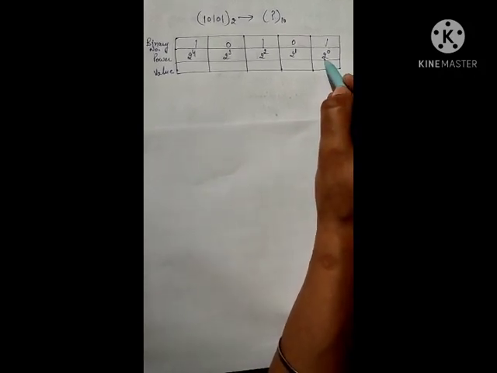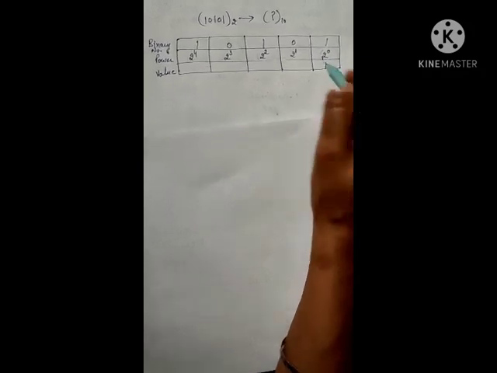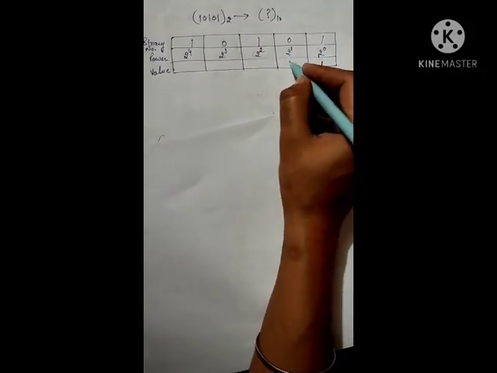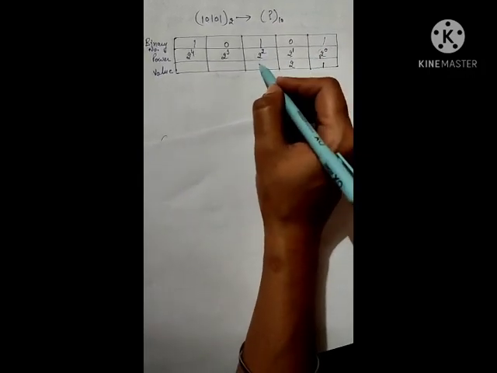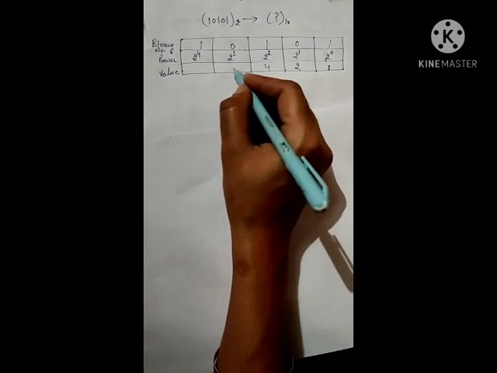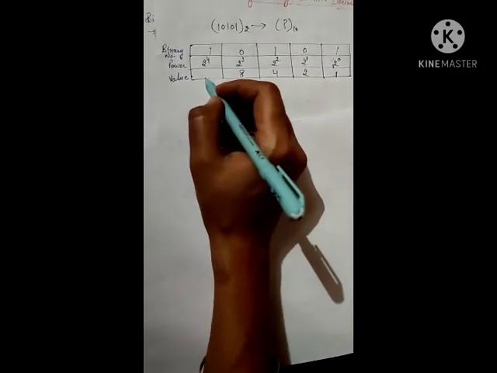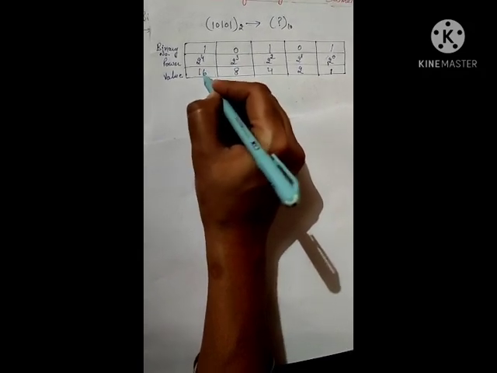And then calculate this value. 2 raised to power 0 is 1. 2 raised to power 1 is 2. 2 into 2 is 4. 2 into 2 into 2 is 8. And 2 raised to power 4 is 16.